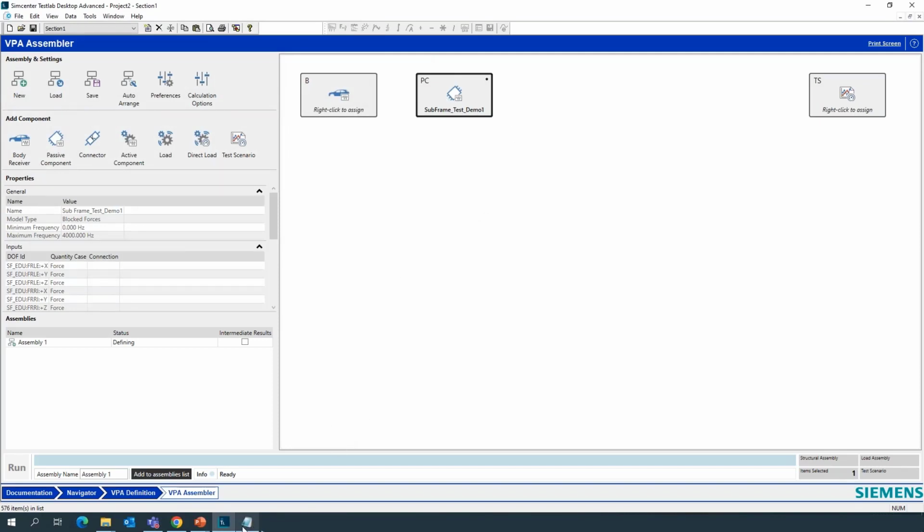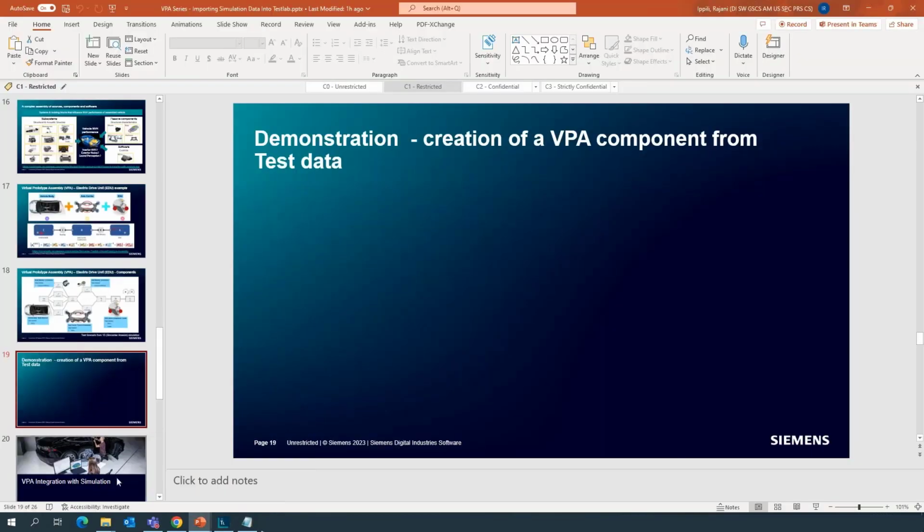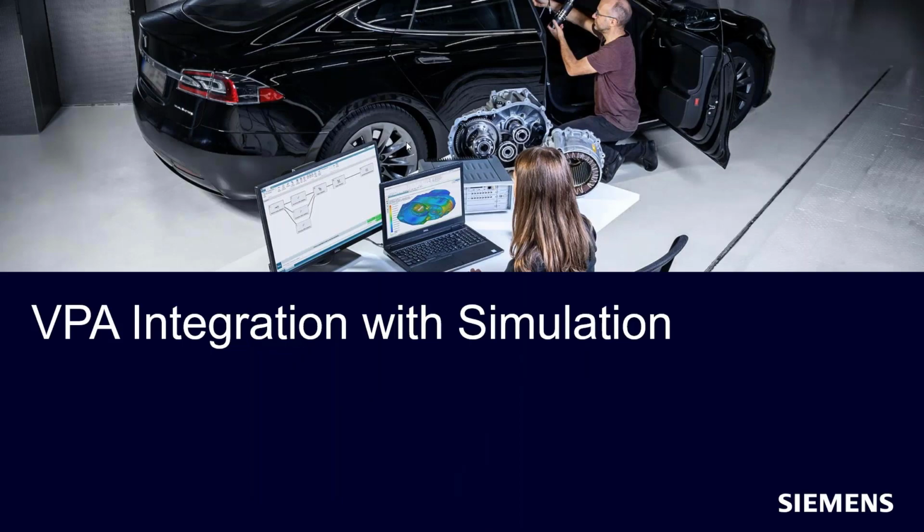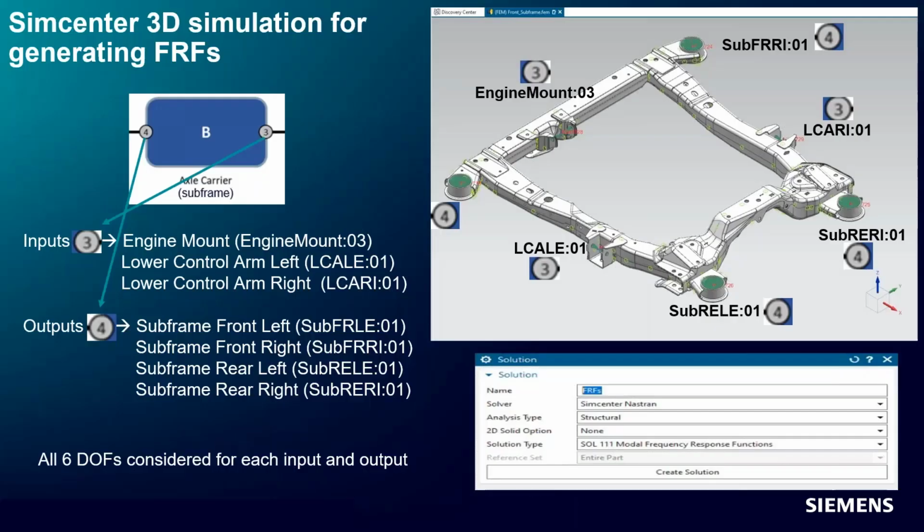Now I want to show that the same thing can be done with the CAE data also. Similarly, we can generate the same type of FRFs from our tool called SimCenter 3D. SimCenter 3D is analysis software which can take the FE model and do some analysis and generate the results for FRFs, for example.